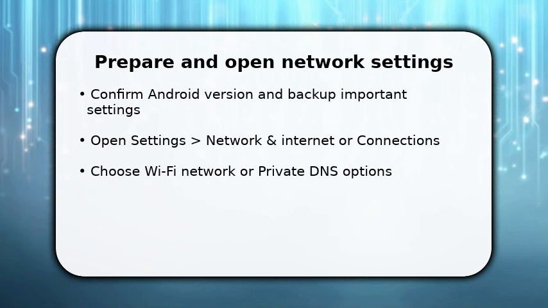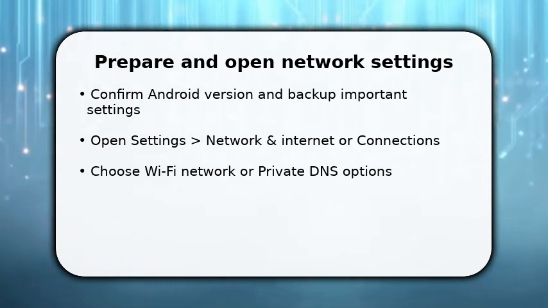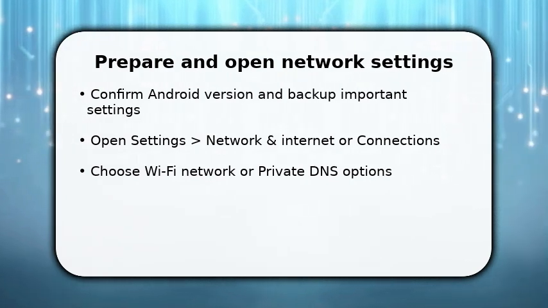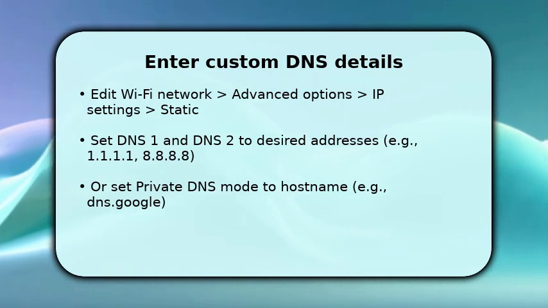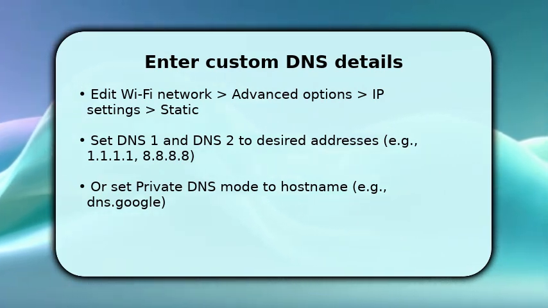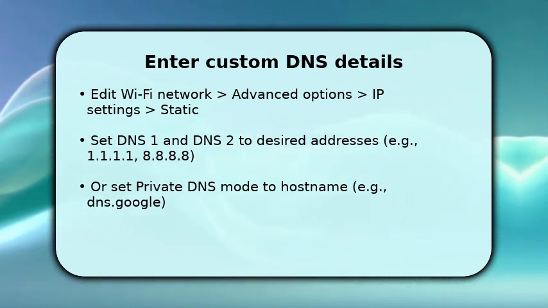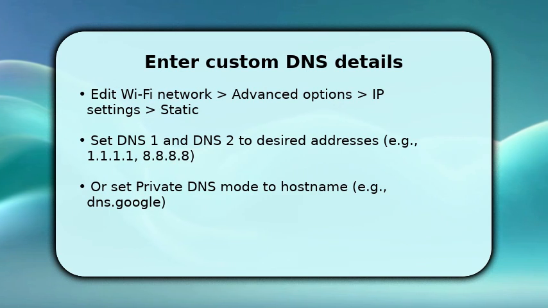From here, you'll either edit the Wi-Fi network or access the private DNS field to enter custom values. Once done opening the network, tap the Wi-Fi network name and choose Edit or Advanced Options. Then change IP settings from DHCP to static to reveal DNS fields. You'll enter DNS1 and DNS2 with the numeric addresses such as 1.1.1.1 and 8.8.8.8.